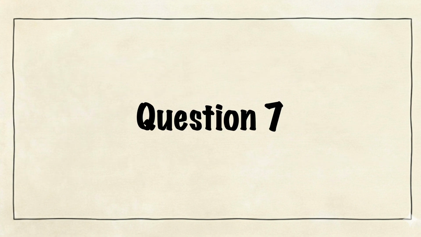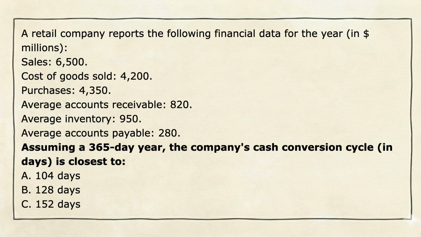Question 7. A retail company reports the following financial data for the year in $ millions. Sales, 6,500. Cost of goods sold, 4,200. Purchases, 4,350. Average accounts receivable, 820. Average inventory, 950. Average accounts payable, 280. Assuming a 365-day year, the company's cash conversion cycle in days is closest to A: 104 days, B: 128 days, C: 152 days.